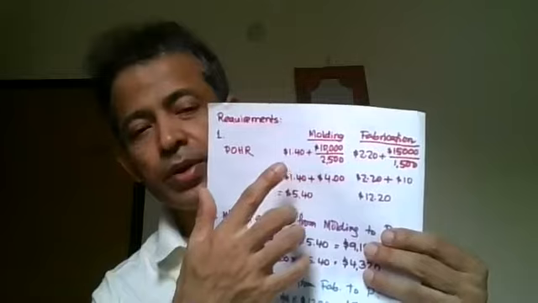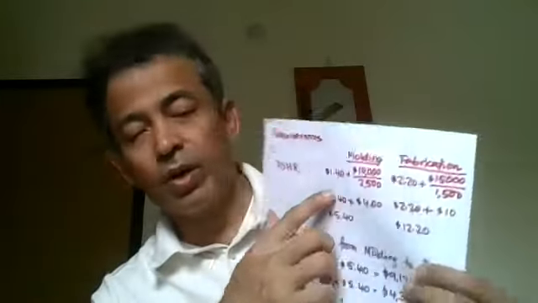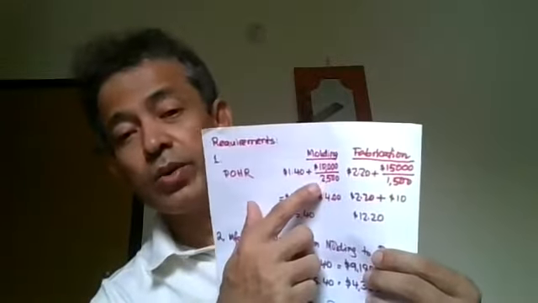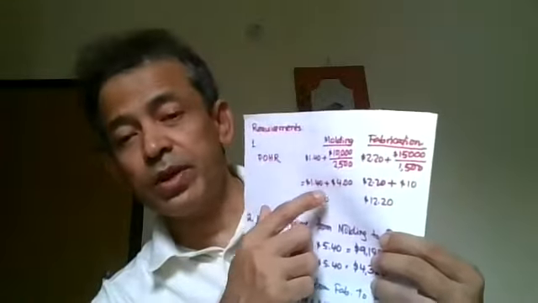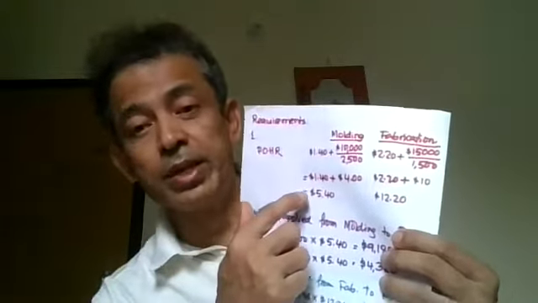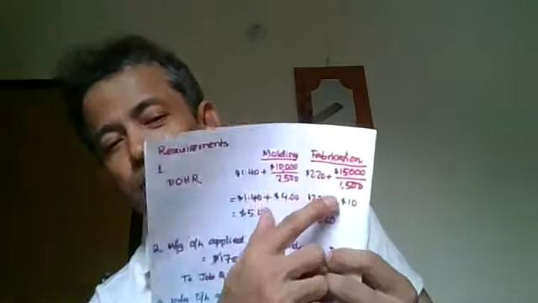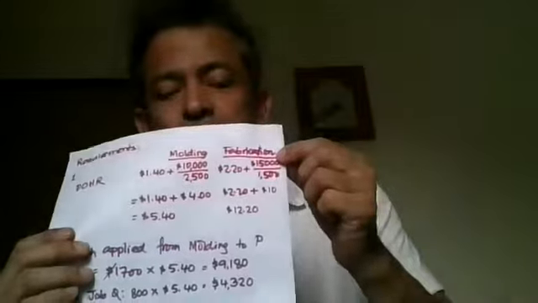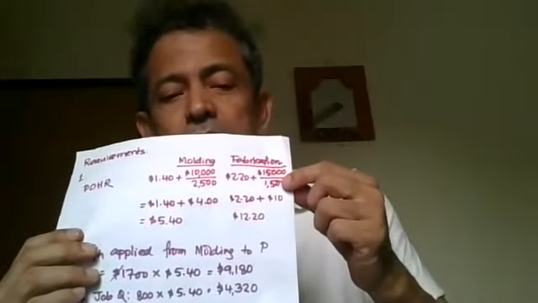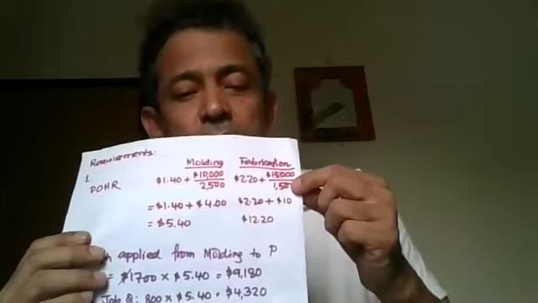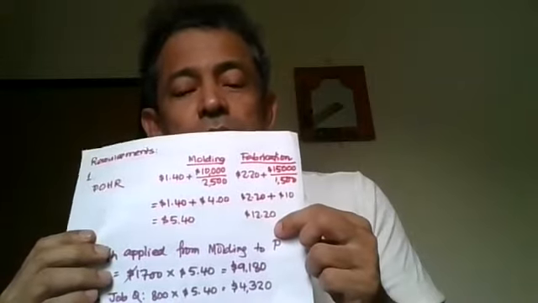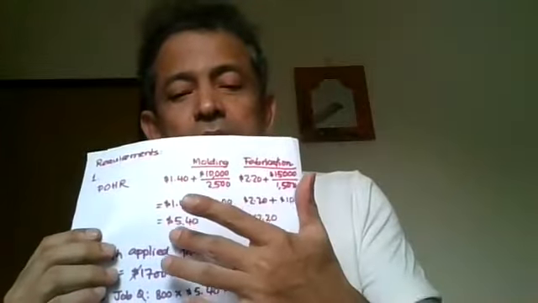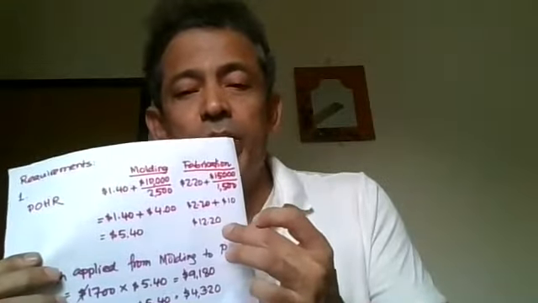It's been computed already. So that's $1.40 here, plus the fixed overhead for the molding department, which is $10,000 and their hours is 2,500. So 10,000 divided by 2,500 gives us $4. So $4 plus $1.40 makes it $5.40. For the fabrication, our variable overhead rate is $2.20 plus the fixed component, 15,000 by 1,500. 15,000 is the total estimated overhead, 1,500 is the number of hours. So that gives us $10 of fixed overhead per hour. So $10 plus $2.20 makes it $12.20. So for now, remember the departmental overhead rates are $5.40 and $12.20.